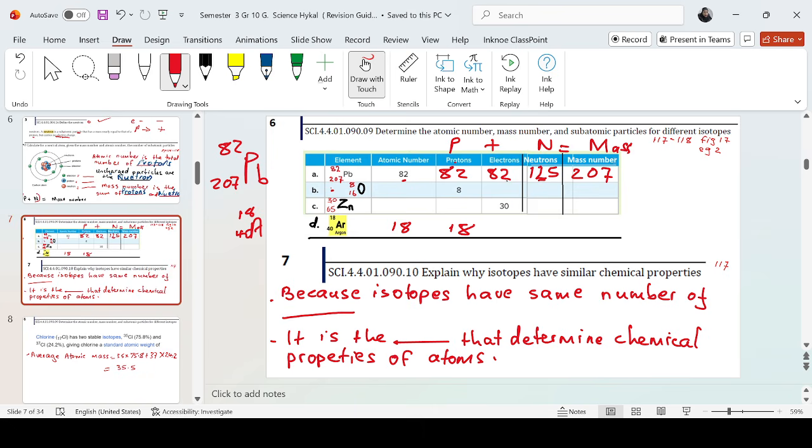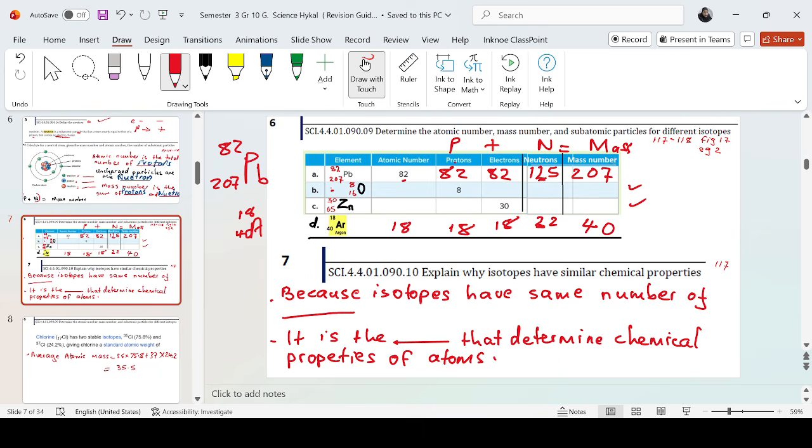Then electrons are equal to the protons, 18 also. Mass number is 40. How many neutrons? 40 minus 18, that's what? 22. Complete for this and these elements.